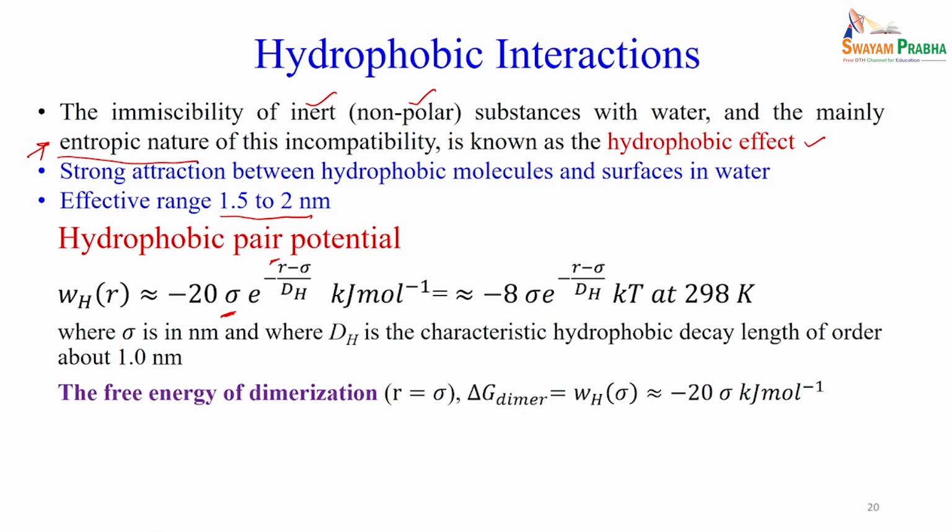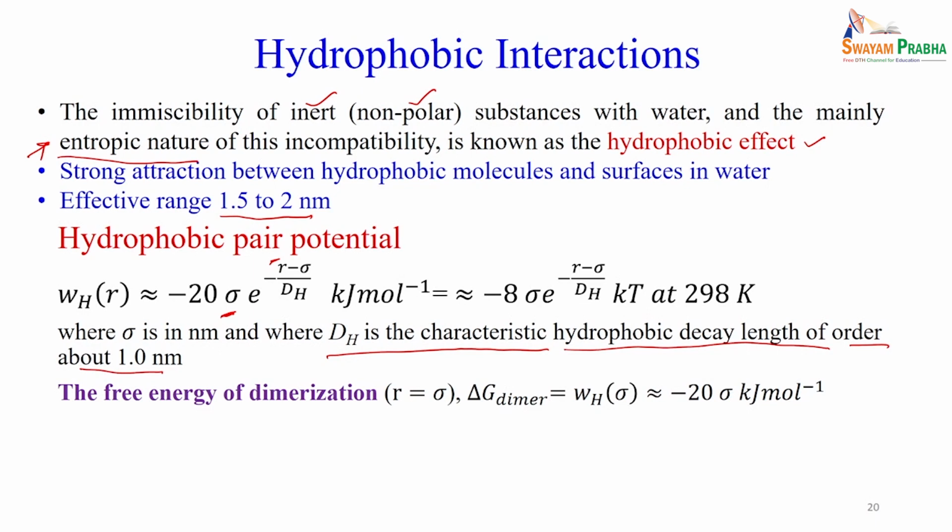This is in kilojoule per mole. So it is defined as minus 20 sigma e to the power minus (r minus sigma) upon d_H, and d_H is the characteristic hydrophobic decay length, and a typical order is about 1 nanometer.